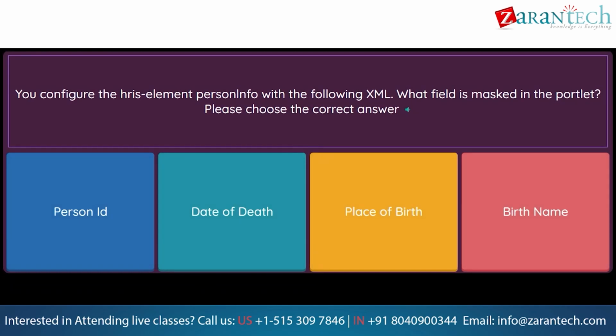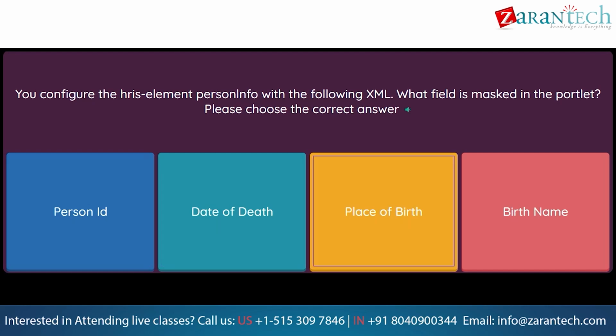Question: you configure the HRIS element personnel info with the following XML. What field is masked in the portlet? Please choose the correct answer. Option 1 person ID. Option 2 date of death. Option 3 place of birth. Option 4 birth name.